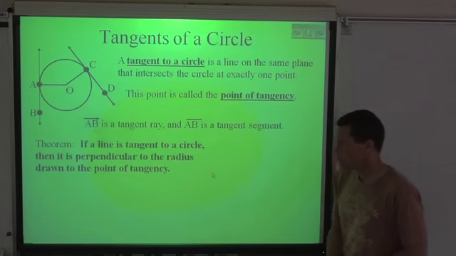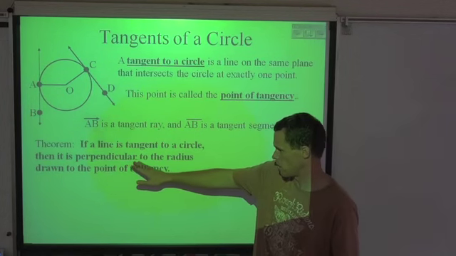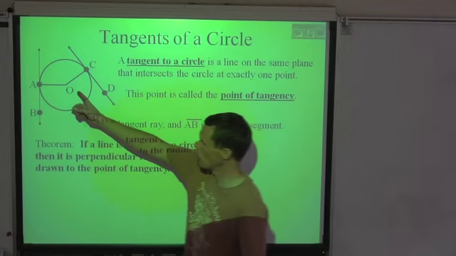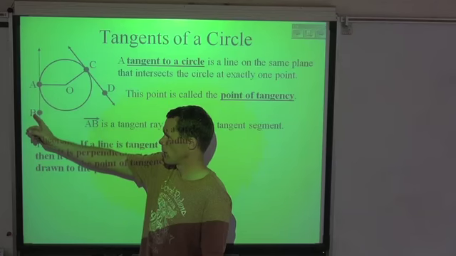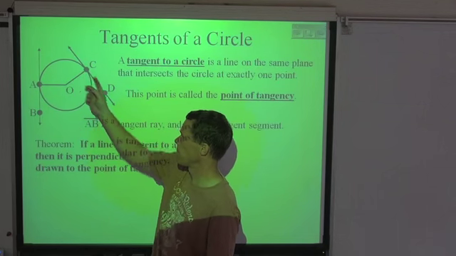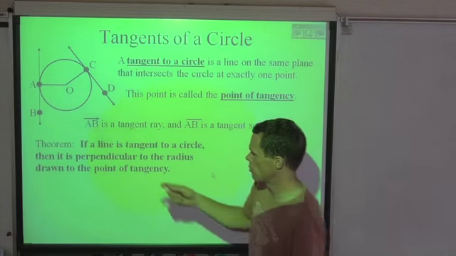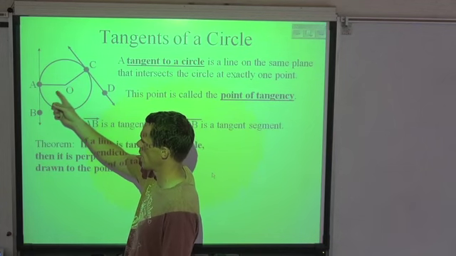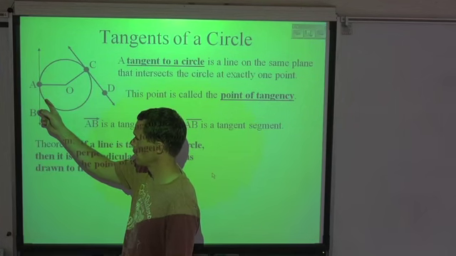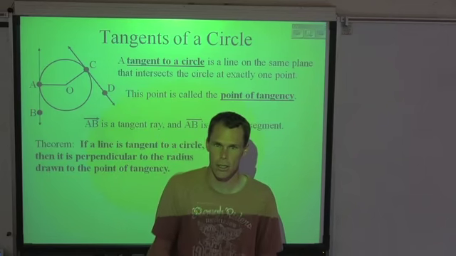Okay. One of the theorems that we have about tangents is that if a line is tangent to a circle, then it is perpendicular to the radius drawn to the point of tangency. So O to A is going to be perpendicular to AB. O to C is perpendicular to CD. The best way to understand that these are perpendicular is to realize that if you tried to connect O to anywhere else on the line, it would have to go here to the edge of the circle, and then it would have to go further outside the circle.